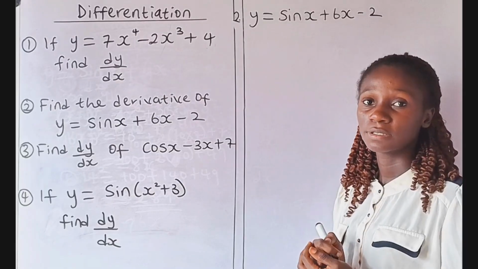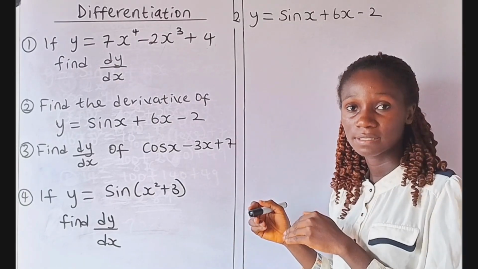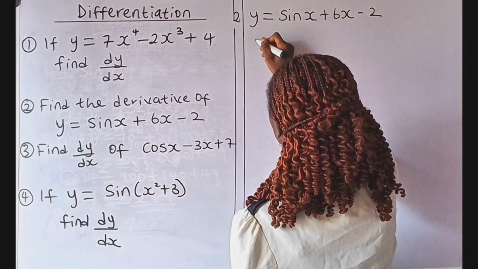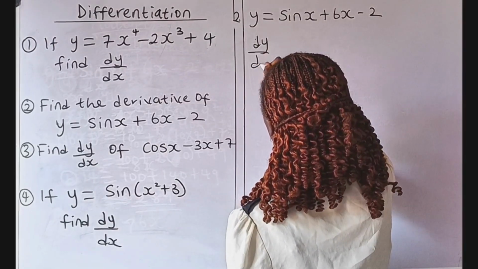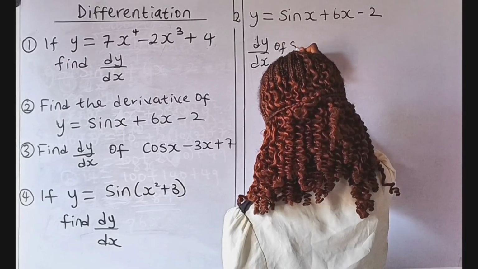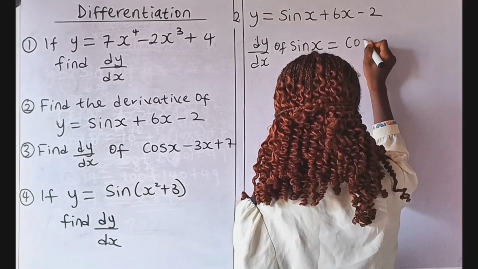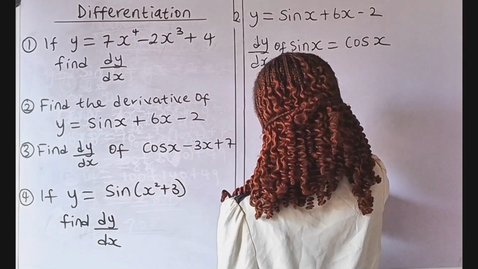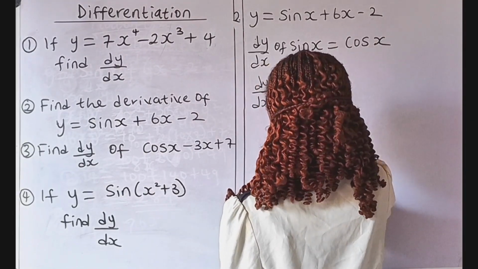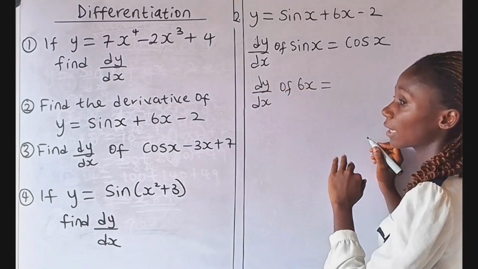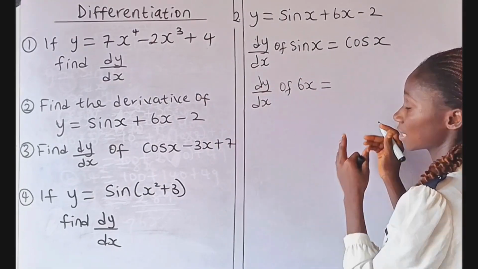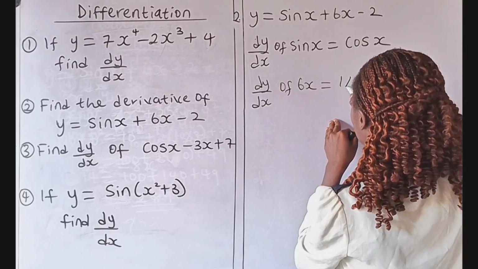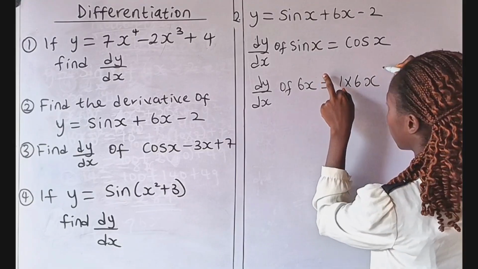In differentiation, the derivative of sine x is simply cos x. So this is what we are going to write. The dy/dx of sine x is cos x. Have this in mind. Now, the dy/dx of 6x. Using the formula I taught you in question 1, that's what we are going to apply here. The power here is actually 1. So we do 1 times 6x, there's a power here which is 1.